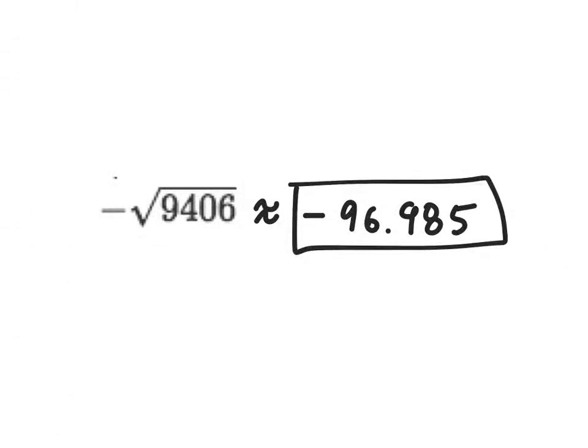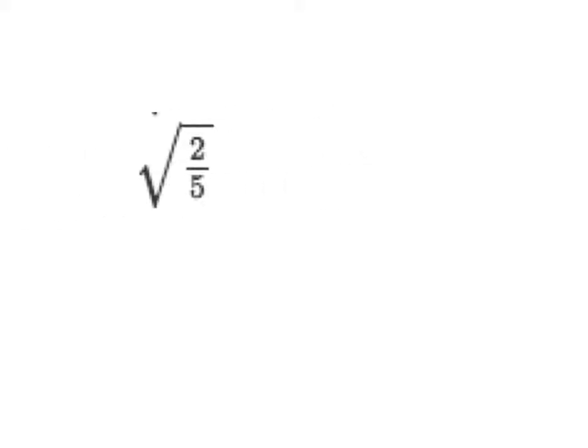Now, negative square root of 9,406 is approximately going to be, now I'm going to put my negative out there, and then I'm just going to take the square root of 9,406 and hit enter, and that's going to give me 96.985 after I round, okay? So make sure that you're following along using a calculator for these, okay?